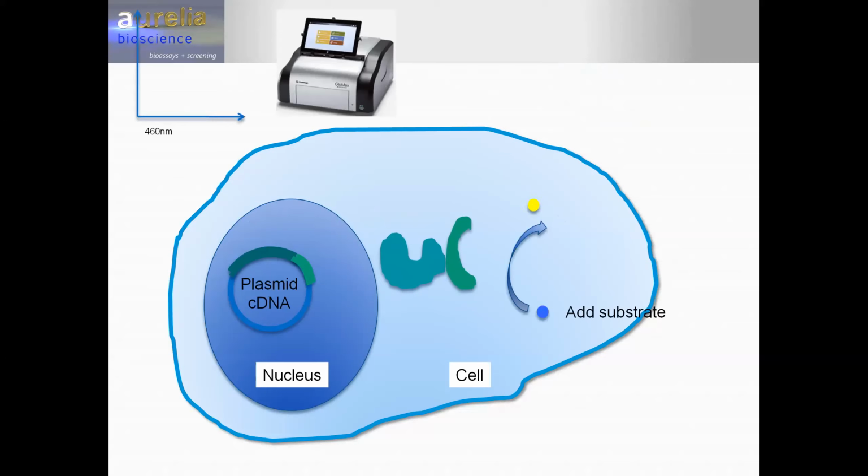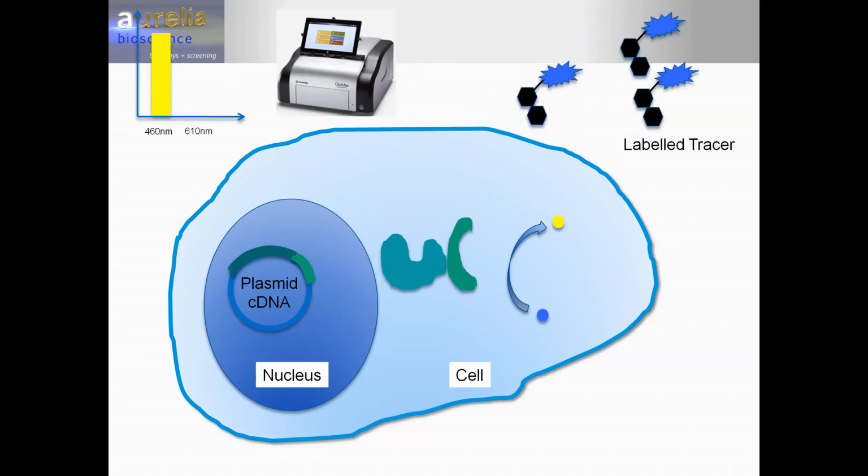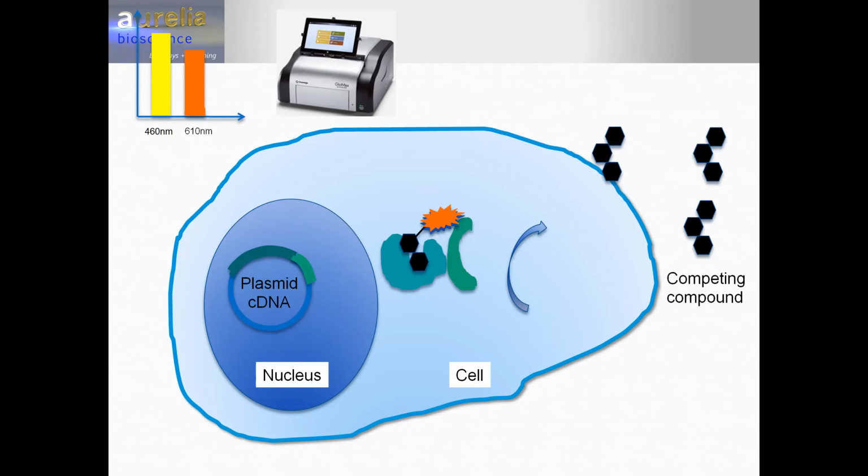If you then add substrate for the nanoluc enzyme, that substrate is converted into product, and that product is basically then light, which is then detected on a reader at 460 nanometers. If you then come in with a labeled tracer, the tracer being a compound that binds specifically to kinase with high affinity, then what happens is that you bring the tracer into close proximity with the nanoluc enzyme, and the photons then activate the fluorescence, and so as a consequence of that, you'll see a signal at 610 shown in orange.